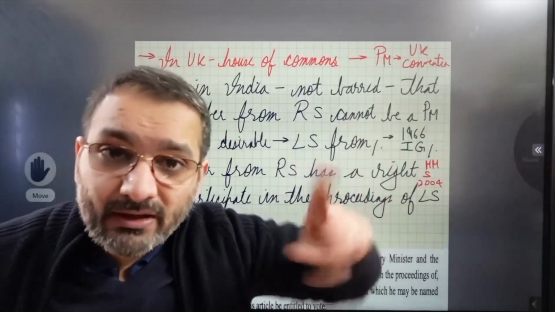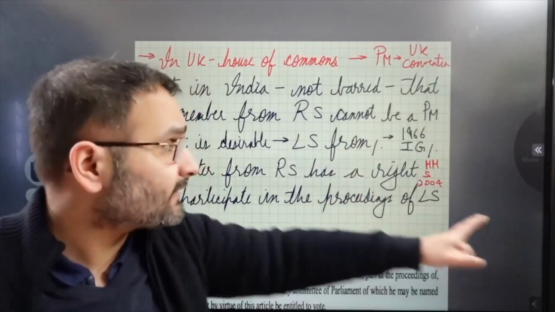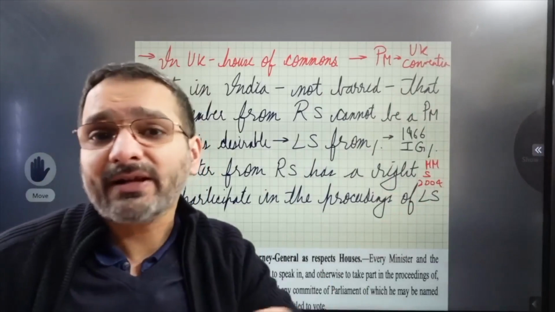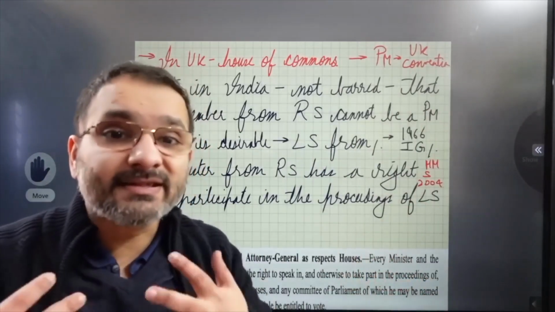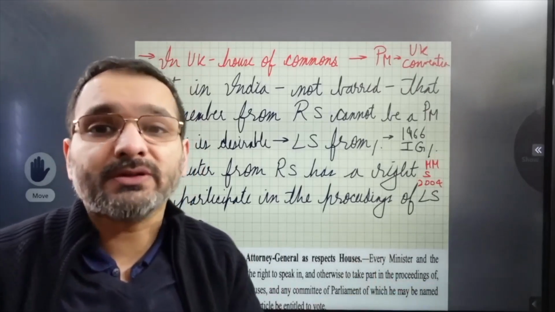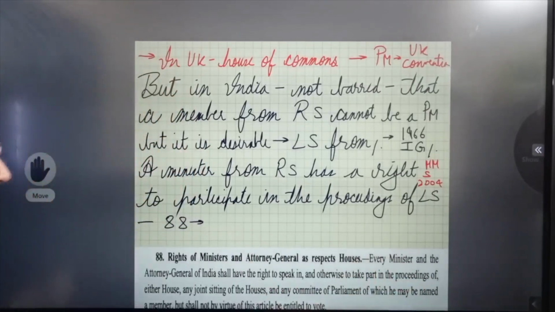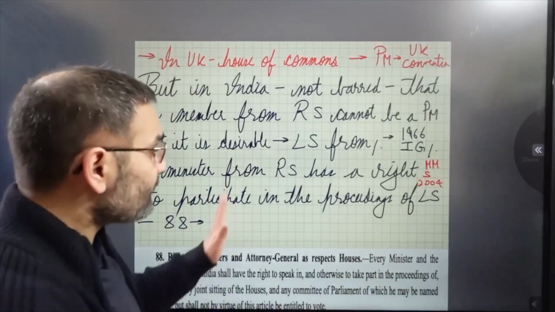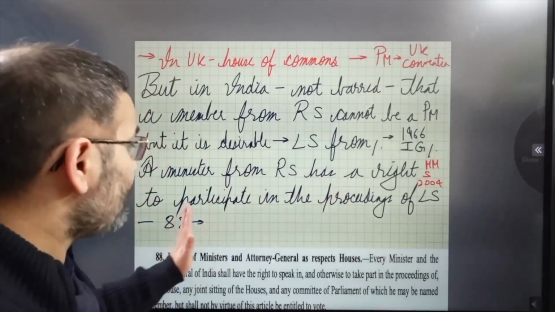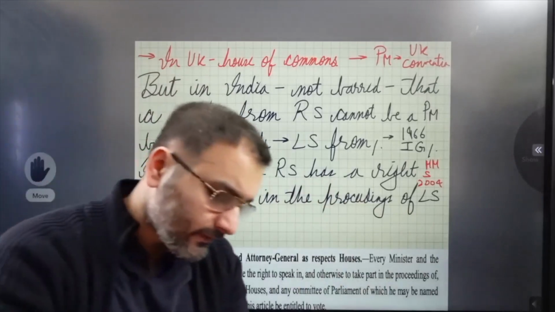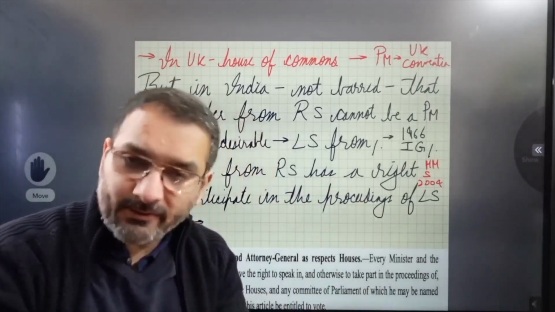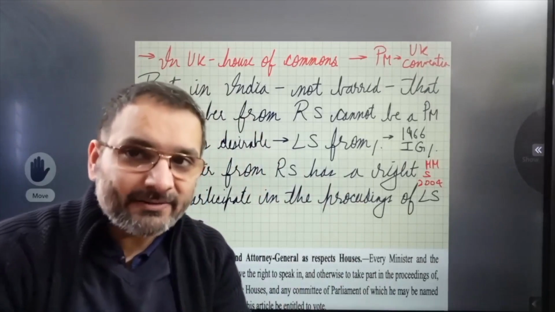Both went on to become Prime Minister, and there was some general public outcry as well. Ki bhaiya ye kaun hai? Correct? So that is why it is desirable that the Prime Minister belongs to the Lok Sabha. Alright. Now, a minister from Rajya Sabha has a right to participate in the proceedings of Lok Sabha. So pretty much, let us say that you are a member of Rajya Sabha and then you become a minister. You can participate in Lok Sabha.